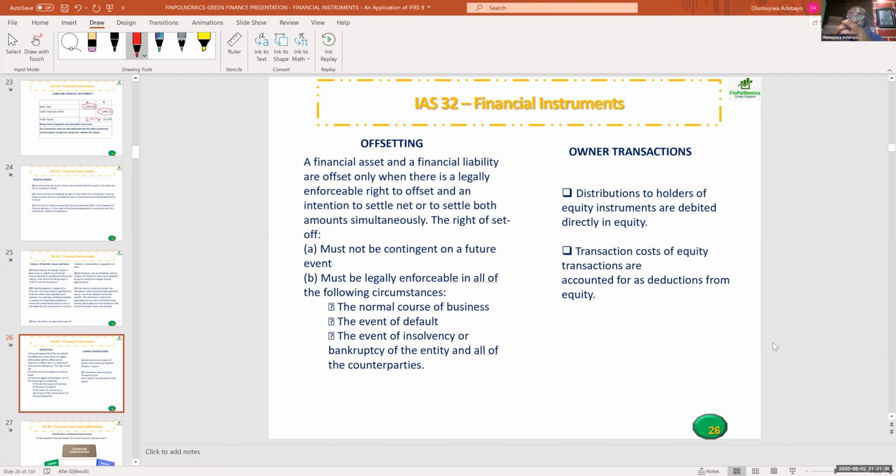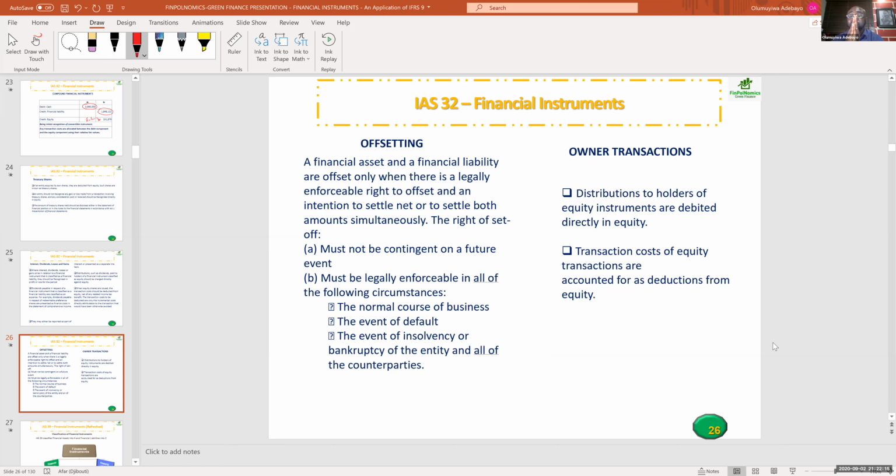The only time such offset can take place is when two conditions are fulfilled. One, if there's a legally enforceable right. And usually there's a legally enforceable right if the nature of the asset is such that it was created solely for the settlement of the liability. But without such a right, it will be practically impossible for you to carry out such an offset. And that's why you find that in the financial statement of an entity, they present financial assets separately under the asset section and financial liability separately under the liability section.